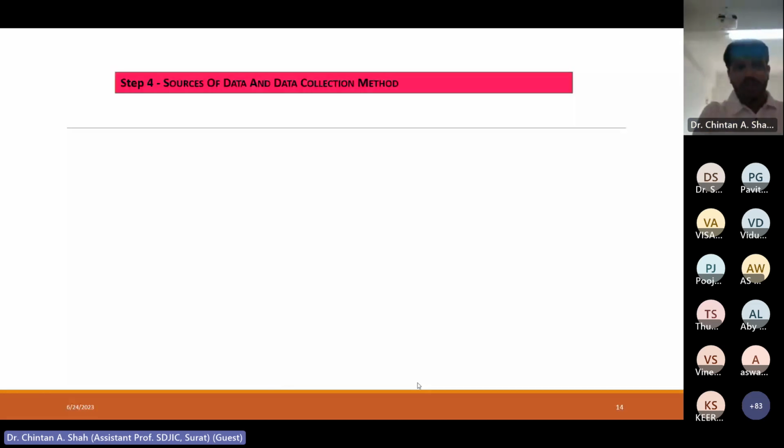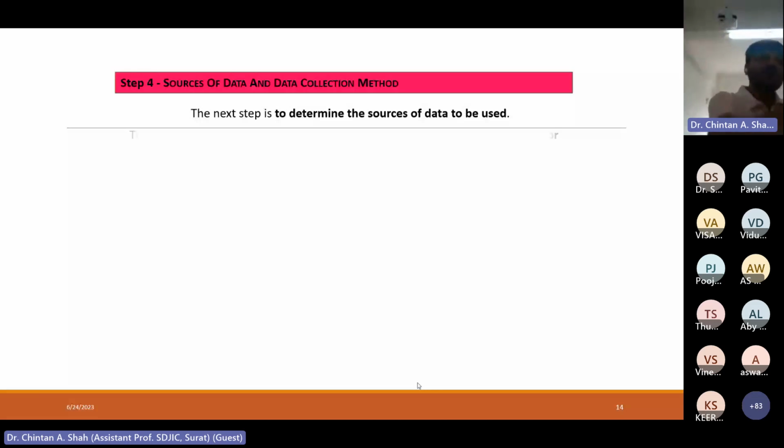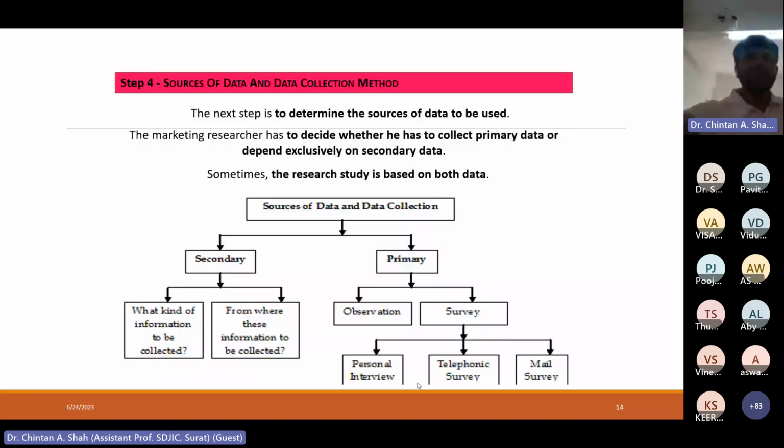Okay, and sources of data collection. Now we have two different types of sources, secondary sources and primary sources. In secondary sources, what kind of information is to be collected, and in primary sources, from where you can get the information. So two things are very essential, always ask two questions. First, what kind of information is to be collected, and second, from where we can get the information.